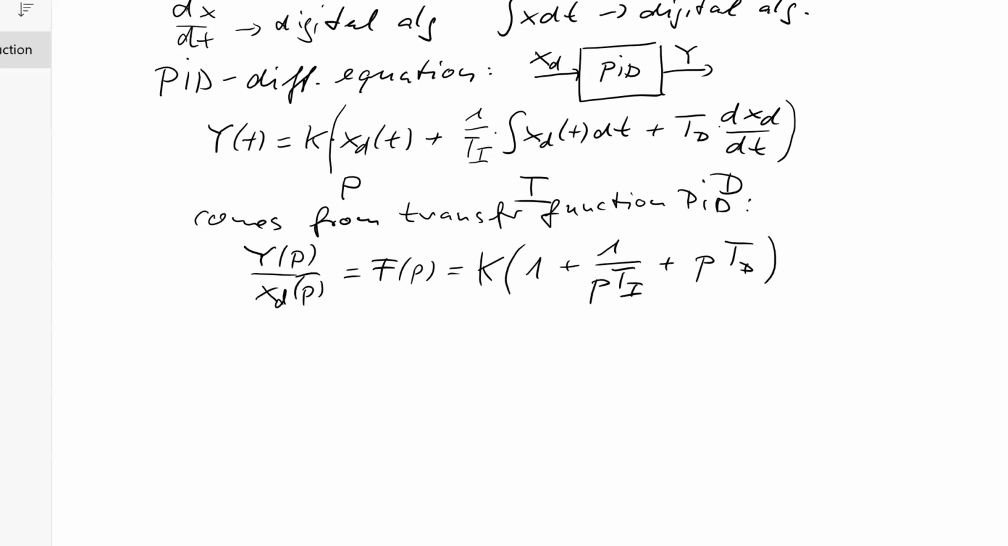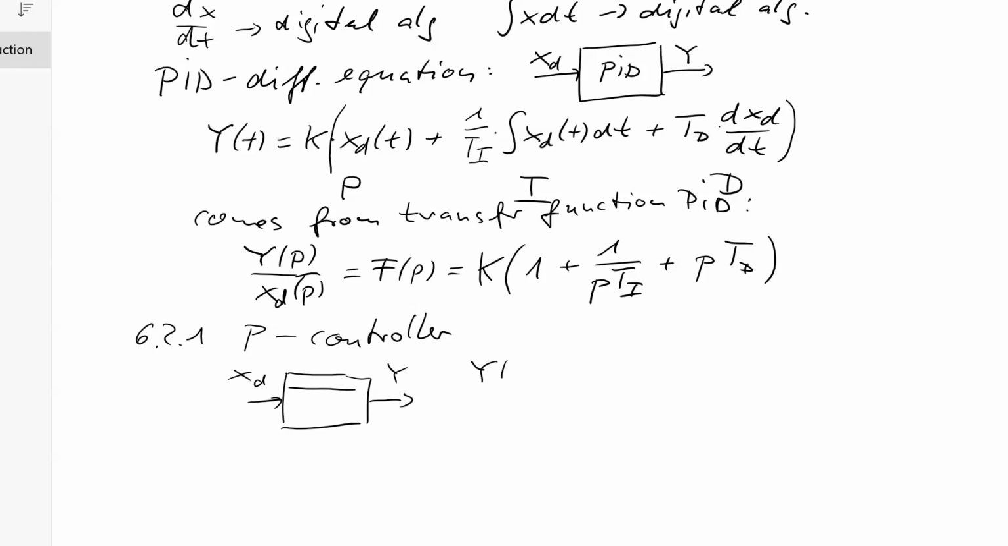Okay, so the first point is 6.2.1, the P controller. A P controller has a very simple differential equation. There is xd input, y output, y of t. Looking here, there is no integration, no differentiation. y of t is k multiplied with xd of t. The "of t" means that it's a function of t, a time function. In a dynamical system, k is a constant, the P controller gain.